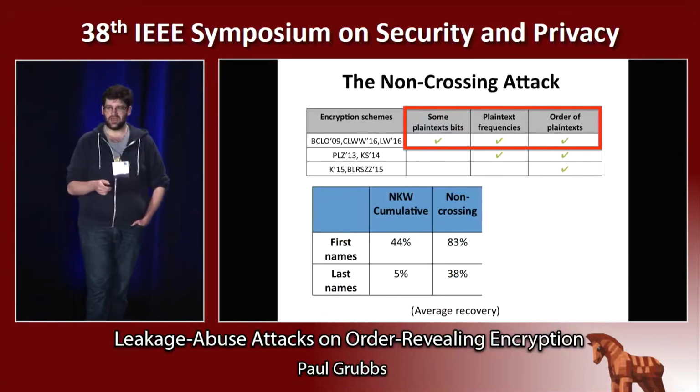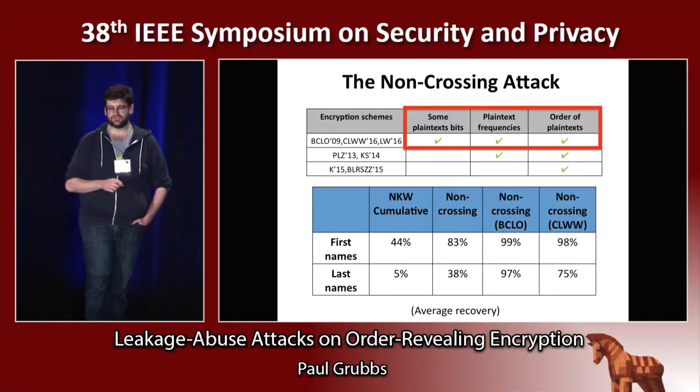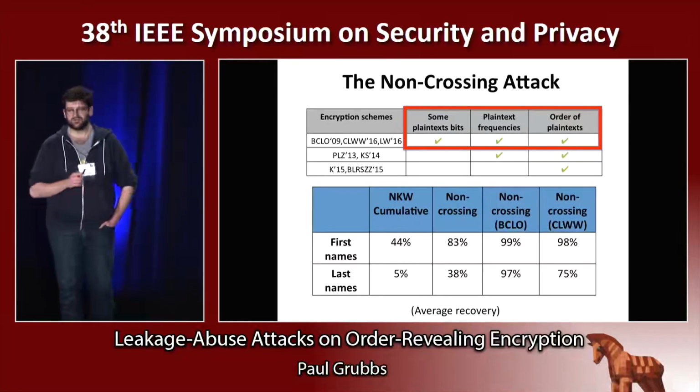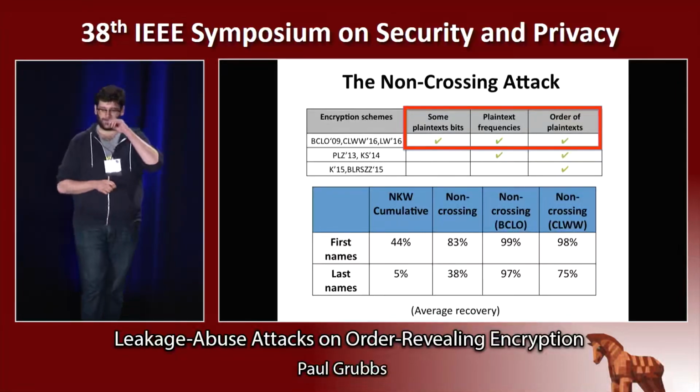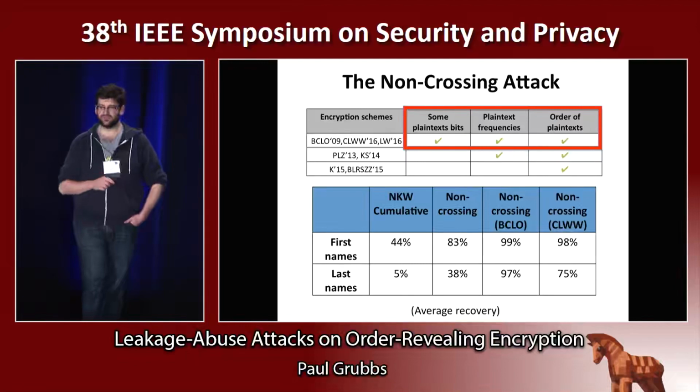So this adaptation of the non-crossing attack with the additional leakage of the ORE scheme most widely used in practice lets us recover about 99% of first names on average and about 97% of last names. And with the leakage of the recent ORE of Chenette et al. from last year, this allows us to recover 98% of first names and 75% of last names.